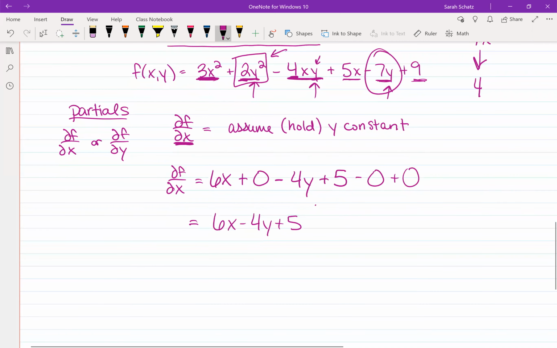Let's go the other direction. Let's take the partial with respect to y. So this time I have to hold x constant. So with respect to y, what happens to this first term? Well, it doesn't have any y's in it, which in my eyes right now, it means it's a constant number. So it disappears. But the 2y squared, it just has y's in it. So that's just going to be 4y.